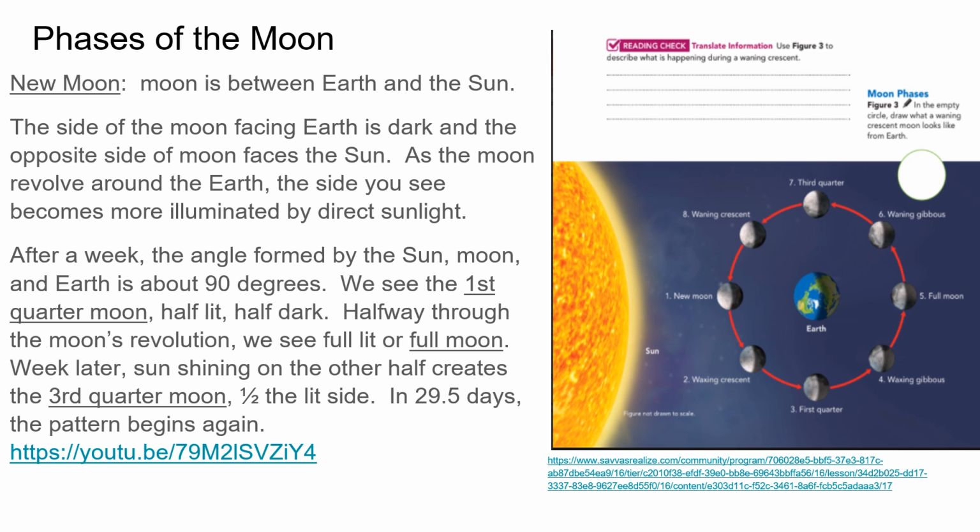Halfway through the moon's revolution, we see the fully lit, or full moon. A week later, the sun shining on the other half creates the third quarter moon, half of the lit side. In 29 and a half days, the pattern begins again.